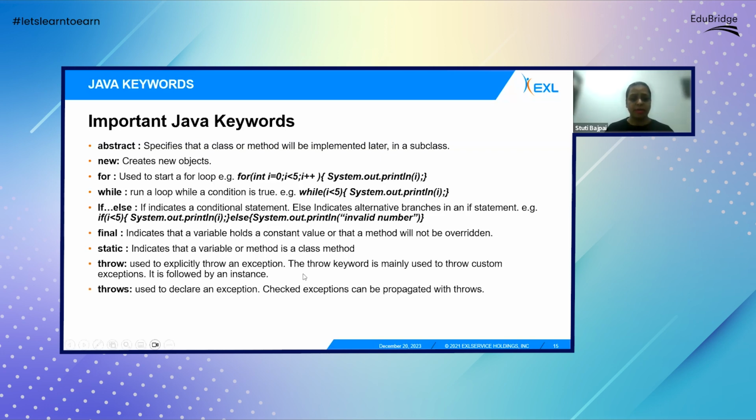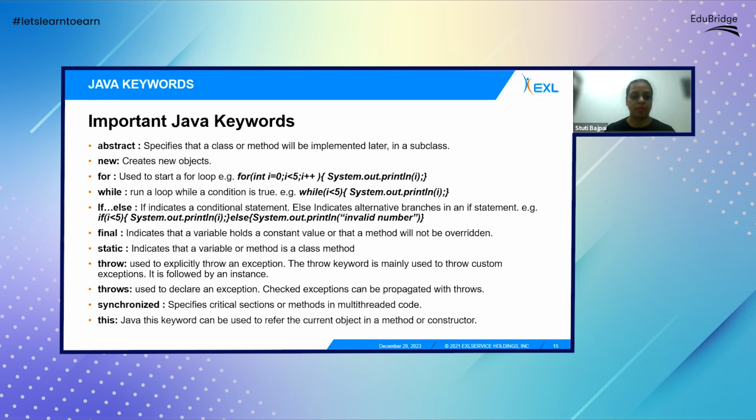We have already discussed throw and throws, and synchronized. Synchronized is something that we use in a multi-threaded environment. If you mark any method as synchronized, only one process at a time is going to access it when you are carrying out parallel execution. To understand this more, we need to understand multi-threading.